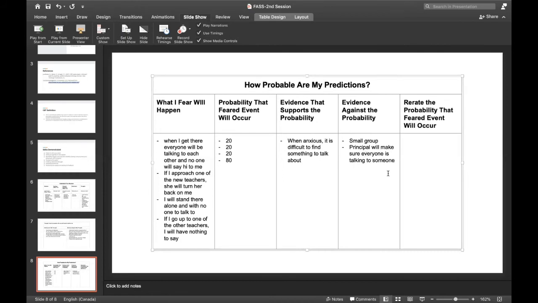Okay, and now that we've looked at all the evidence and you have it all before you, can we re-rate this probability? You can take a minute if you need to think about it. Sure. I guess for the first three, 0%. Okay, that's great. And only about 50% for having nothing to say.